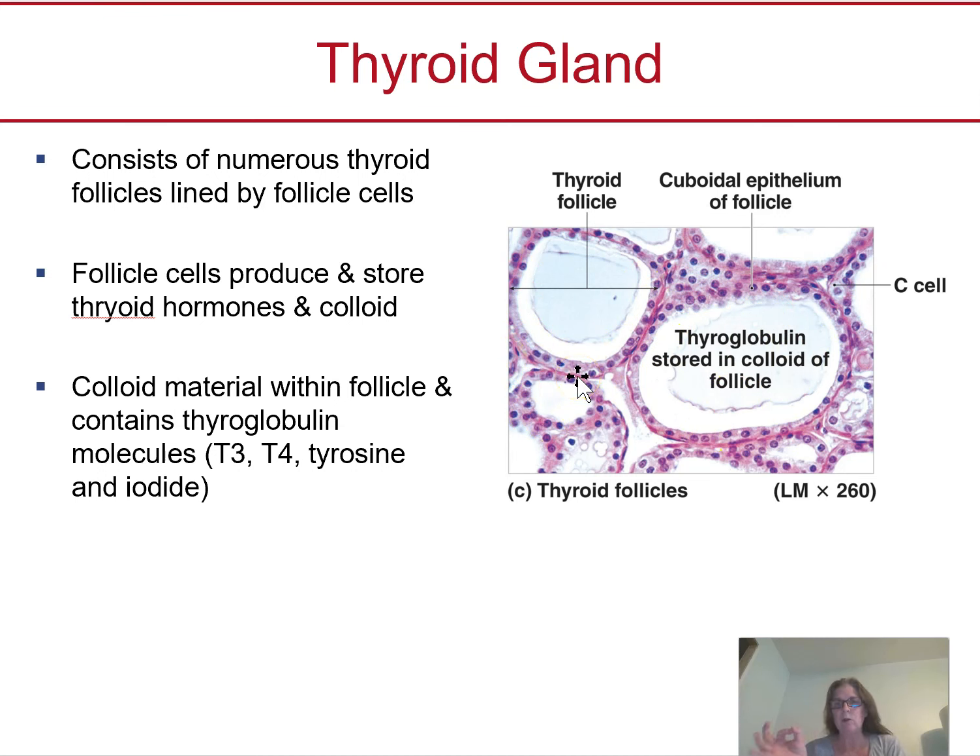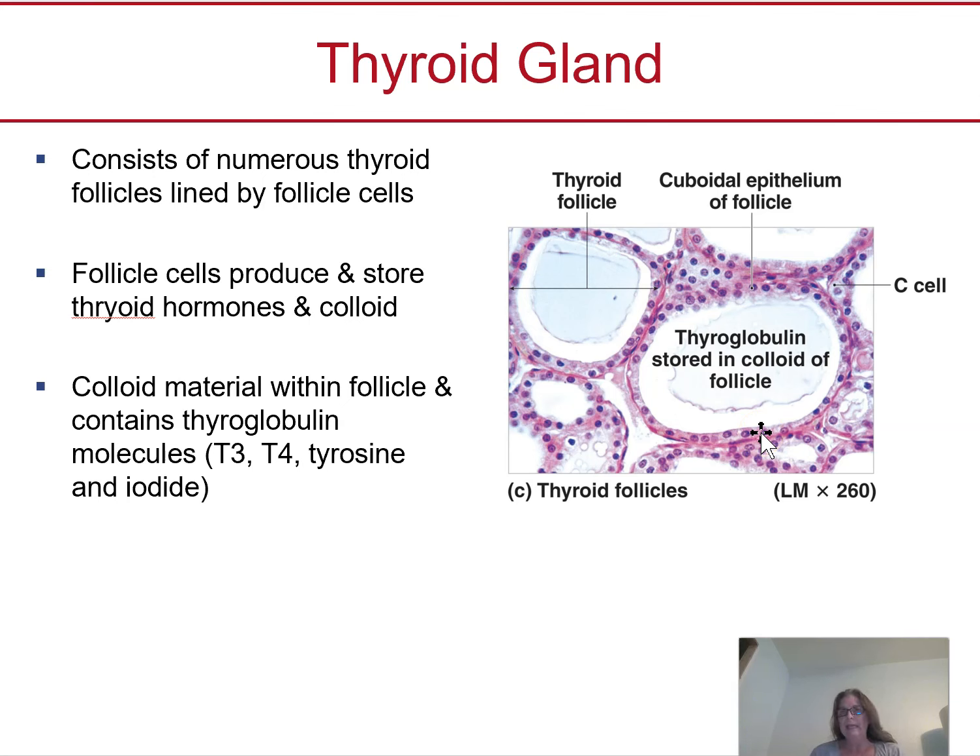Now, the follicles are formed by follicle or follicular cells. And if you look closely, you should recognize what kind of cells these are, what kind of tissue. You'll notice that they're simple cuboidal epithelial tissue. So they have that nice round nucleus. So you have the follicle lined with follicle cells, and these follicle cells make and store the thyroid hormones.